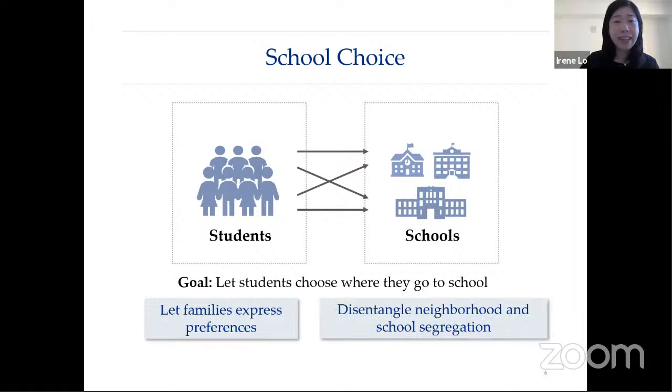A secondary goal that's often described in school choice policymaking is to disentangle neighborhood and school segregation. I'll show you a little bit more about what I mean by that in just one moment.